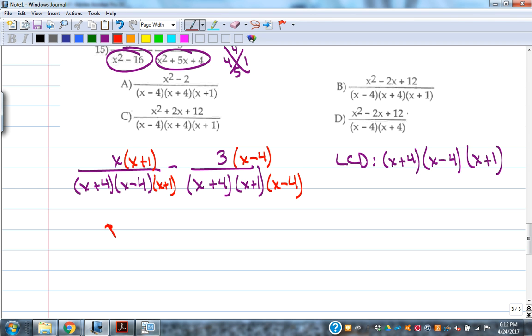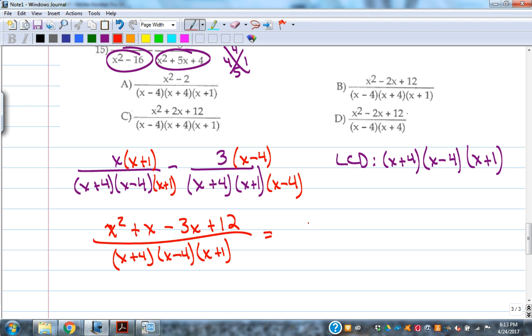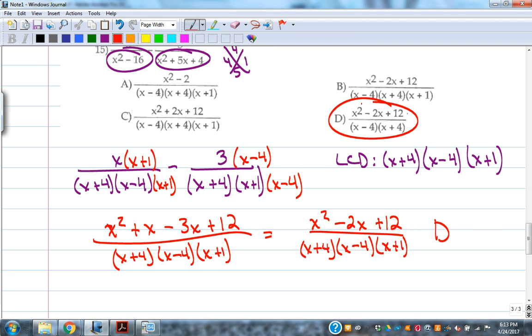Okay, so that gives us x squared plus x minus 3x plus 12 over that stuff. And then we simplify that, so that's x squared minus 2x plus 12 over x plus 4, x minus 4, x plus 1. And would that happen to be one of our answer choices? Nope, not D. B. Sorry.